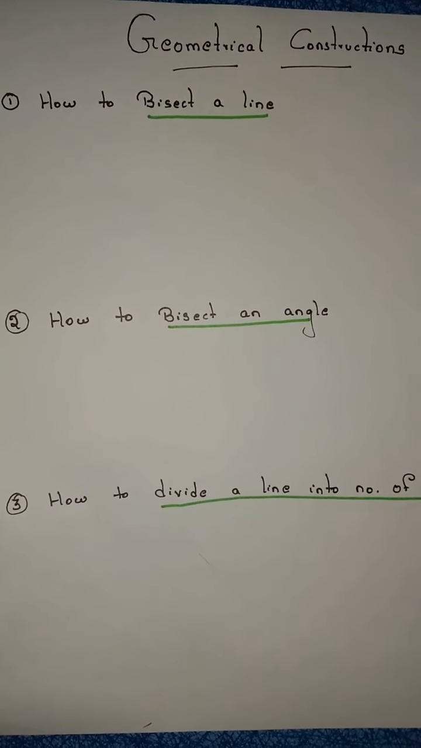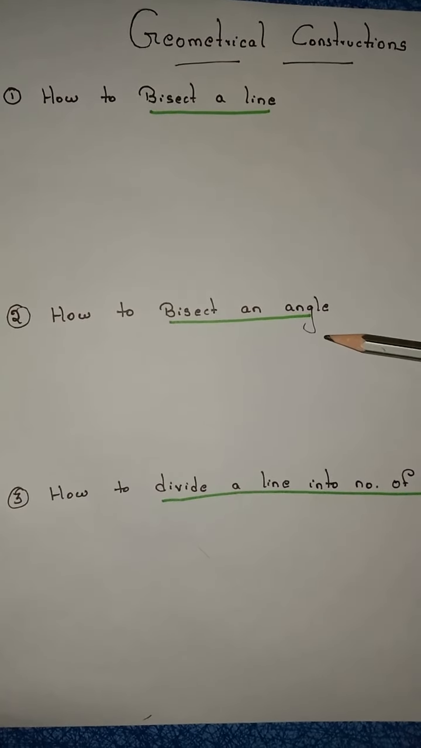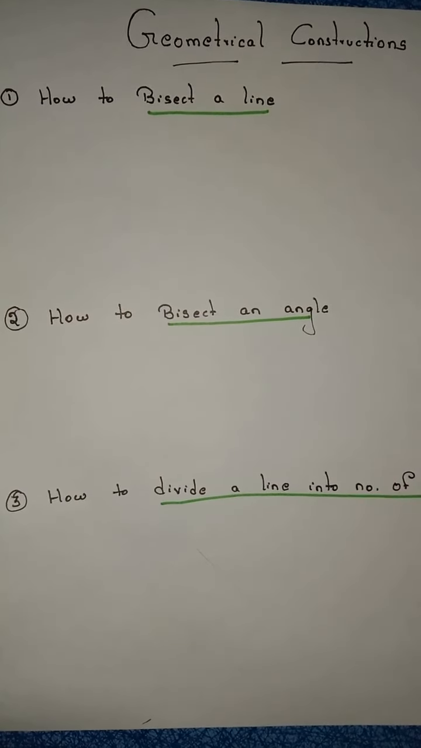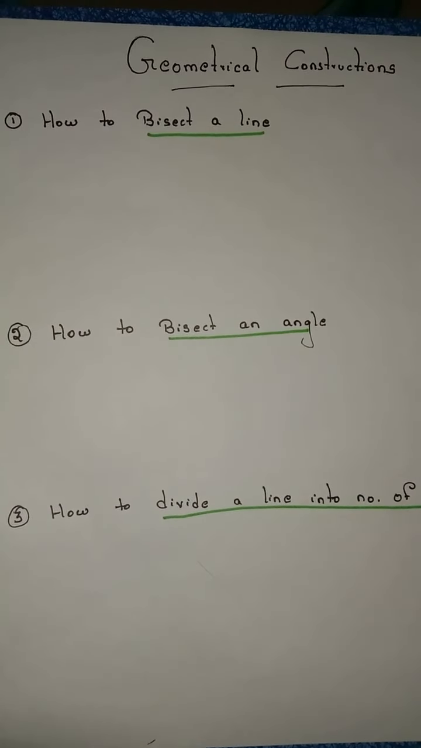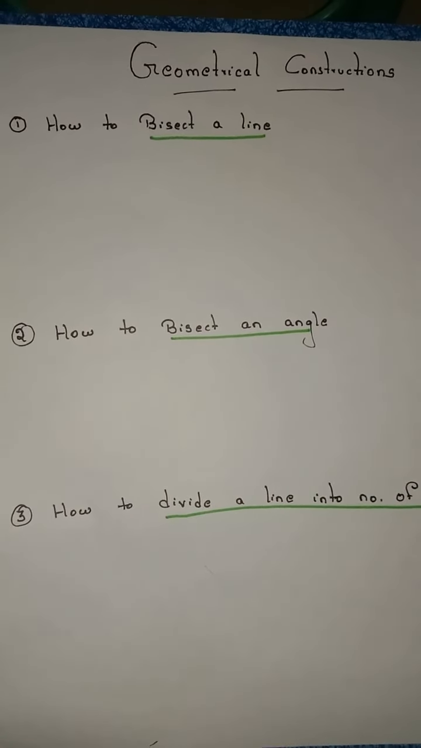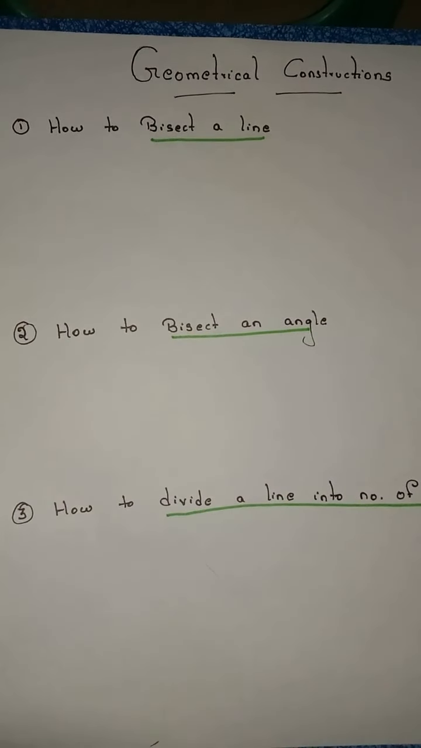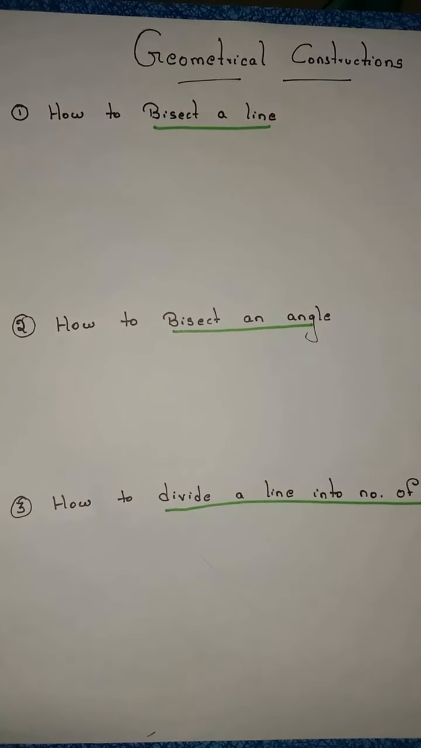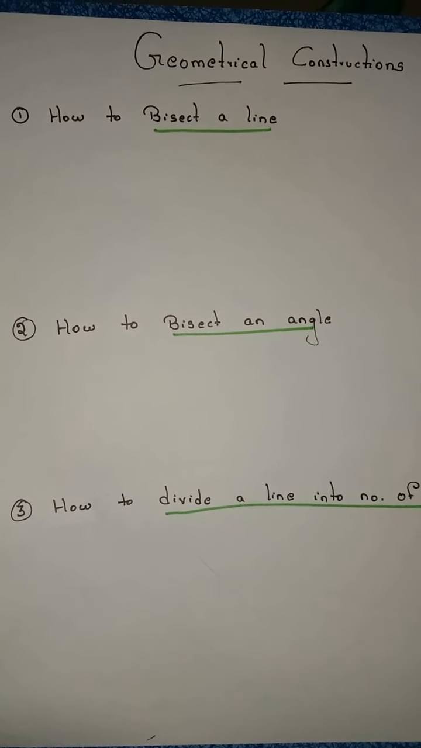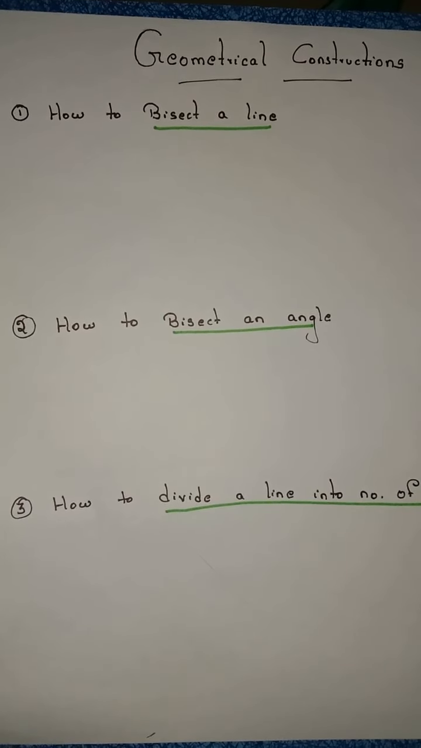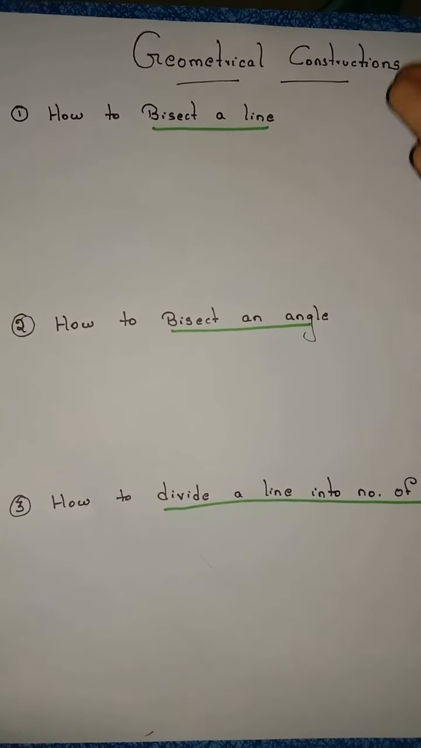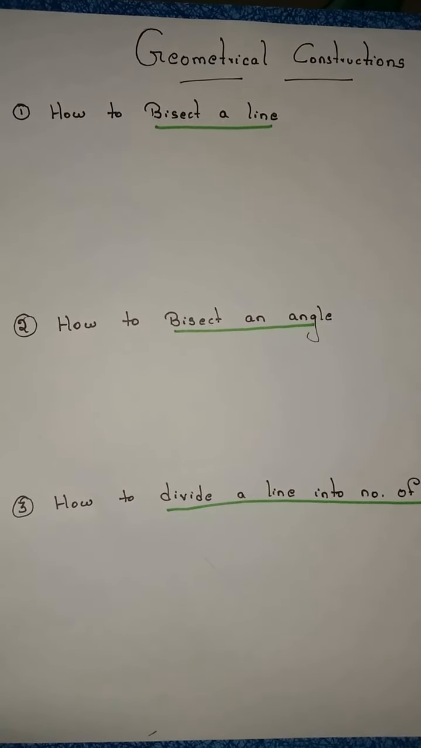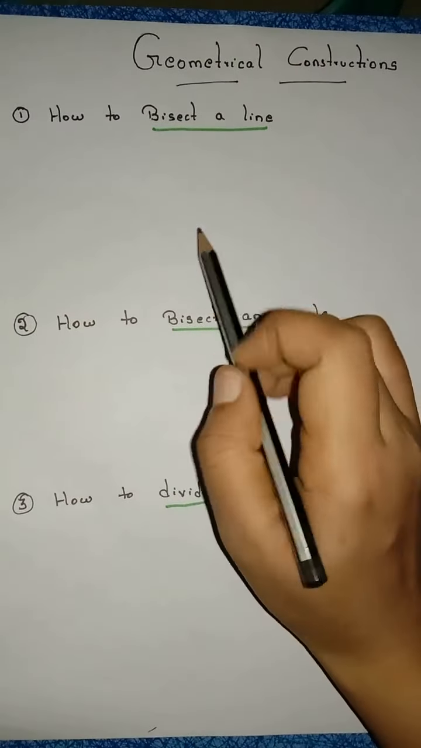These are all important: how to bisect a line, how to bisect an angle, how to divide a line into a number of equal parts. This concept is important till unit 5. When we are drawing an ellipse, parabola, hyperbola, there is a lot of construction, and in that also we use how to bisect a line and how to divide a line into equal parts. So till unit 5 these concepts are very important. You have to remember them. Let us start with the first one.